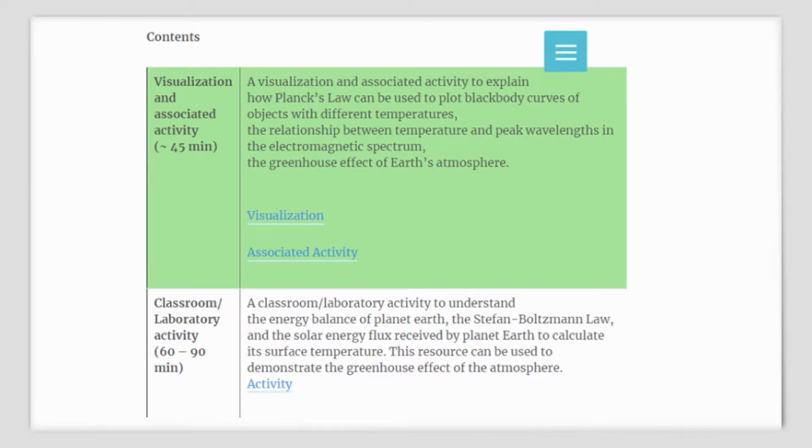This lesson plan includes a visualization and an associated activity to explain how Planck's law can be used to plot black body curves of objects with different temperatures, the relationship between temperatures and peak wavelengths in the electromagnetic spectrum, and the greenhouse effect of the Earth's atmosphere. It also includes a classroom and lab activity in order to understand the energy balance of planet Earth, the Stefan-Boltzmann law, and the solar energy flux received by planet Earth to calculate its surface temperature. This resource can be used to demonstrate the greenhouse effect of the atmosphere.